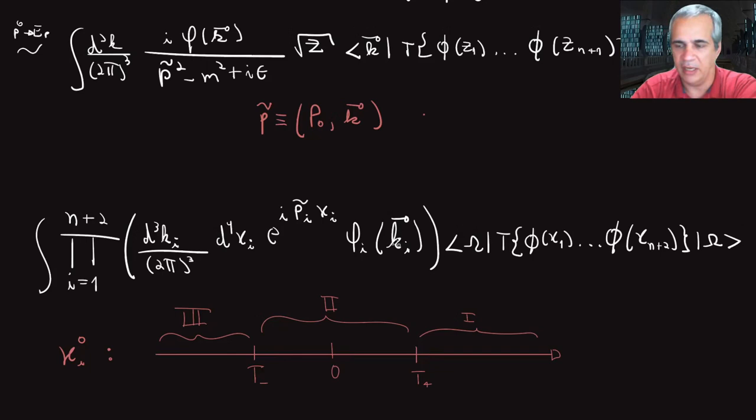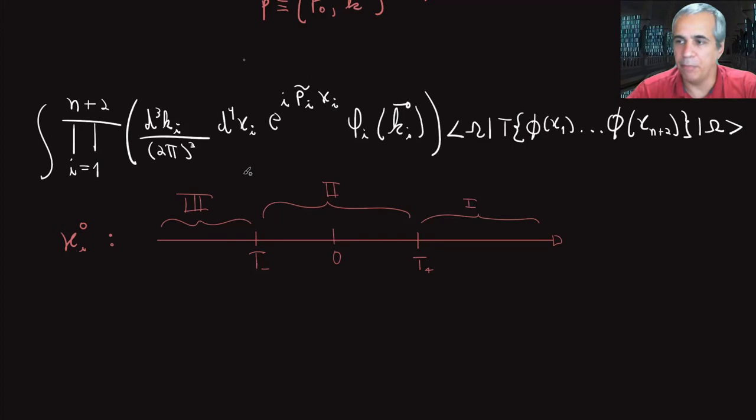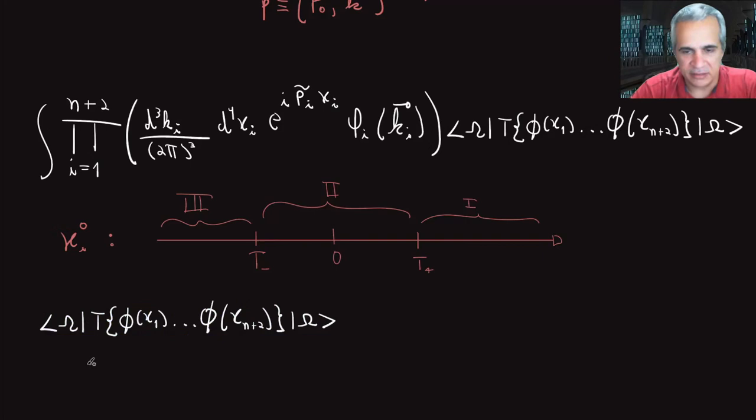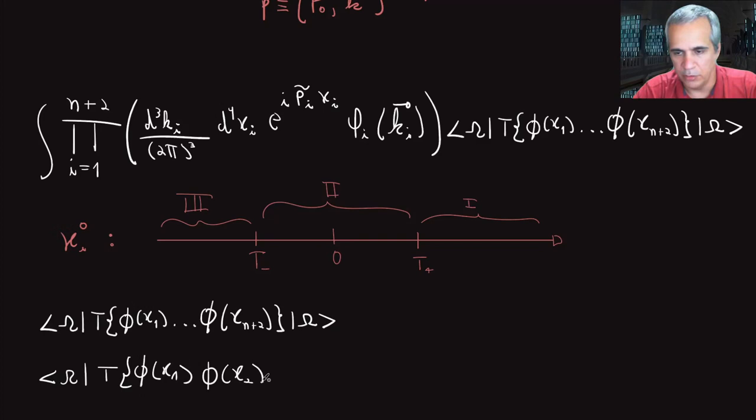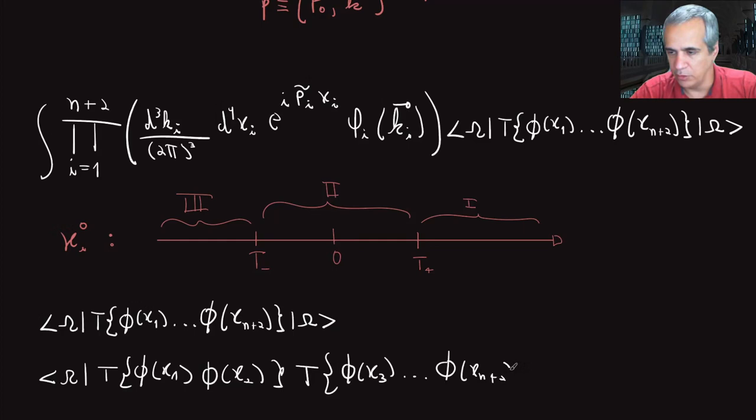What I want to do next is now think of the many possible time orderings here. So of course I can take these matrix elements, and there will be cases where I can separate this time ordering like this, phi of x1, phi of x2, times the ordering from x3 onwards, all the way to x n plus 2, because that's one of the possibilities. That's the case where these two times happen in region 1 and these others are in region 3, for instance.